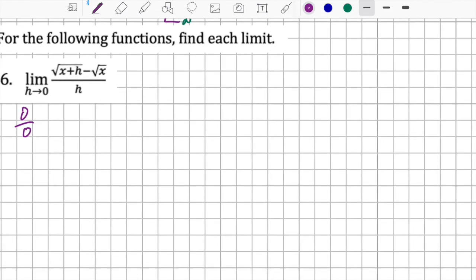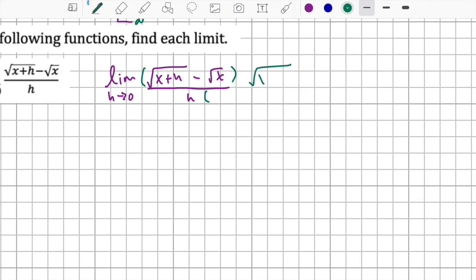Whenever I have a problem involving radicals, I automatically think I need to multiply by the conjugate. So the conjugate of this numerator means get this negative sign and just change it to a plus sign. So I have this over h. Now we're going to multiply numerator and denominator by the conjugate, so it'll be the square root of x plus h plus the square root of x, again in the denominator, square root of x plus h plus the square root of x.